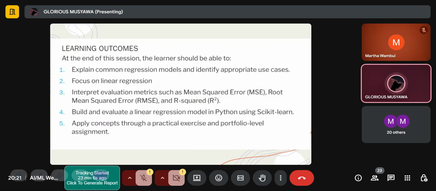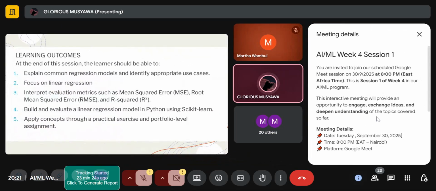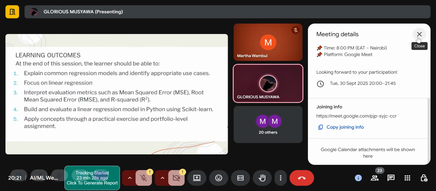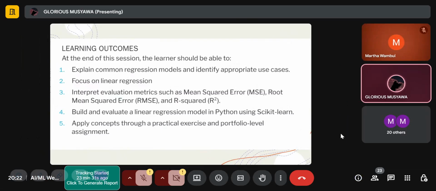We said that when you want to see if a model is actually performing well, there are ways that you can evaluate that model. We also talked about making it perform well by maybe tuning hyperparameters and such things. So we are going to learn more about mean squared error, root mean squared error, R squared error. We are going to build a linear regression model using scikit-learn.